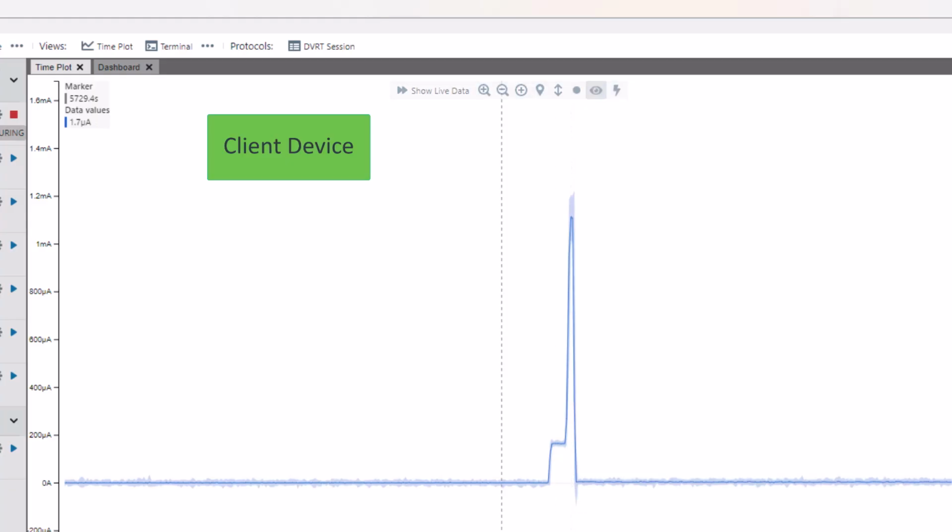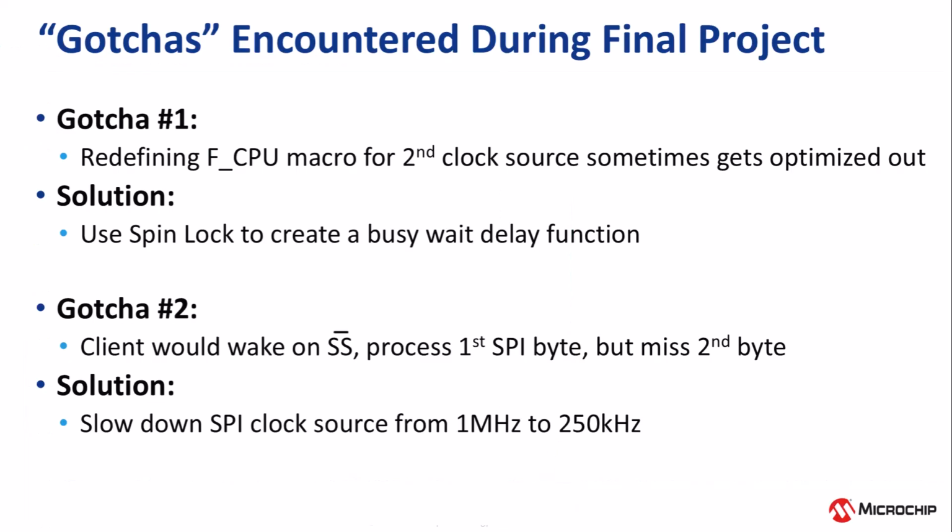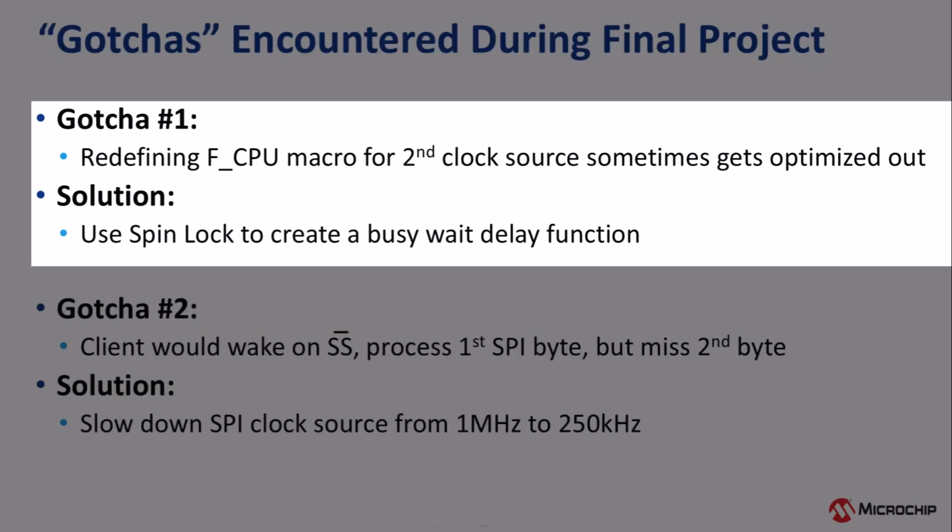Now let's cover some gotchas encountered while building the final project. There are 2 main ones that I want to talk about. Gotcha number 1. Originally, when switching between the high-speed clock and the low-power clock, I redefined the fCPU macro, which is used for delays. However, I found that sometimes, but not always, the compiler would optimize out the extra definition of fCPU. This meant that the delay used between pulling the SPI client select line low and sending the block of SPI data would be greatly shortened, resulting in the client not being ready in time for the data block.